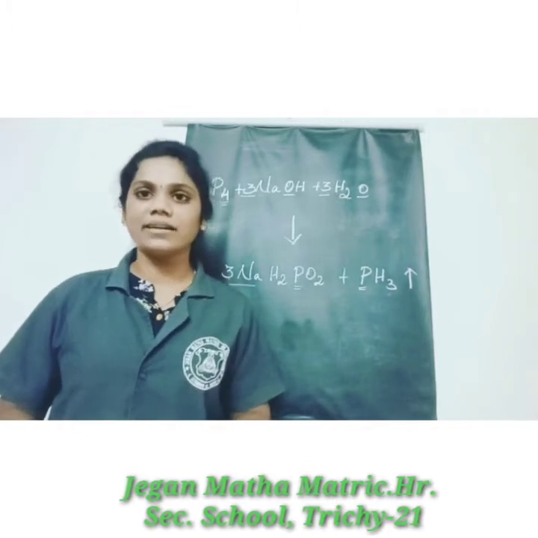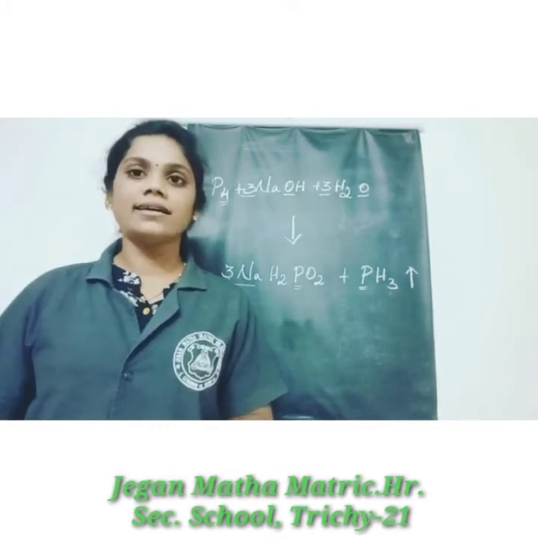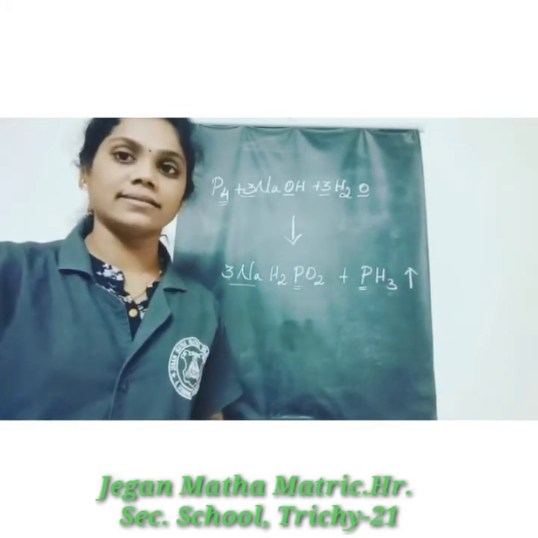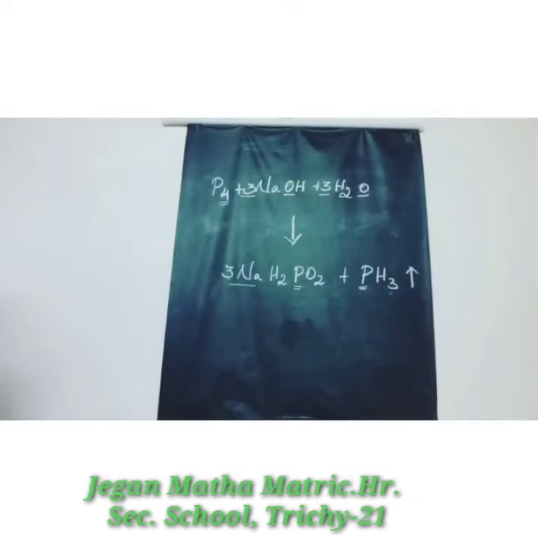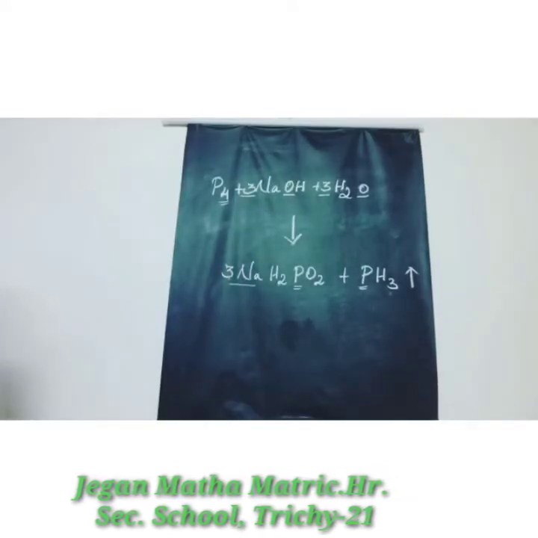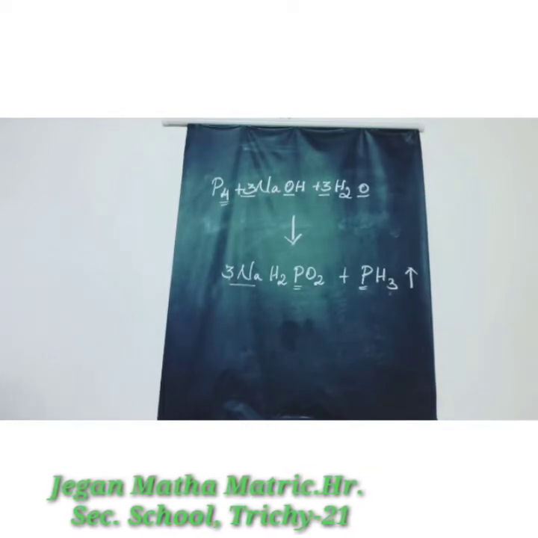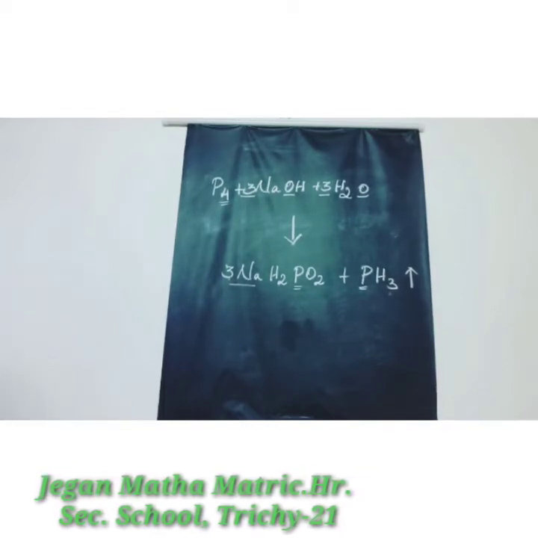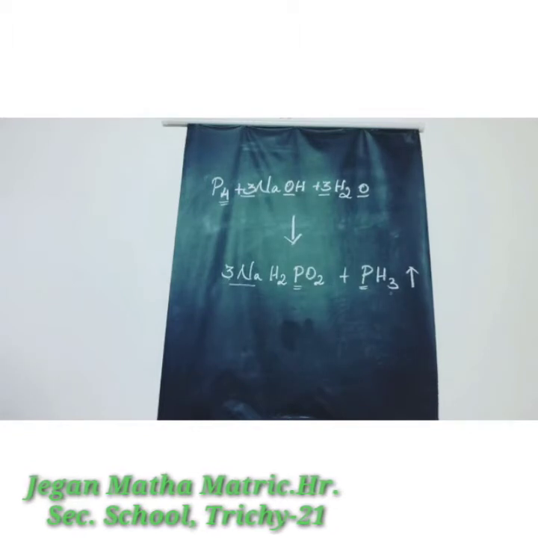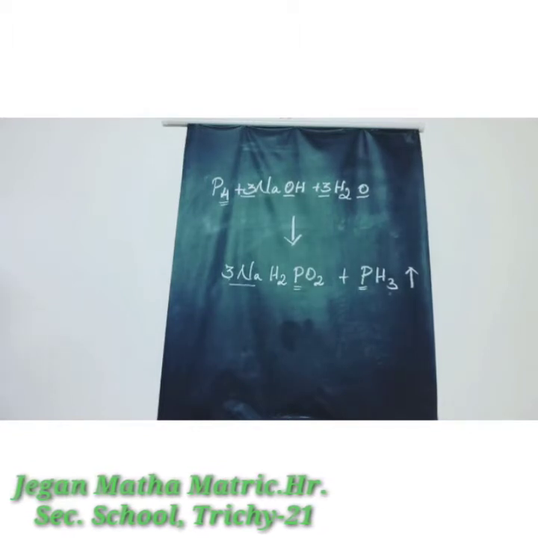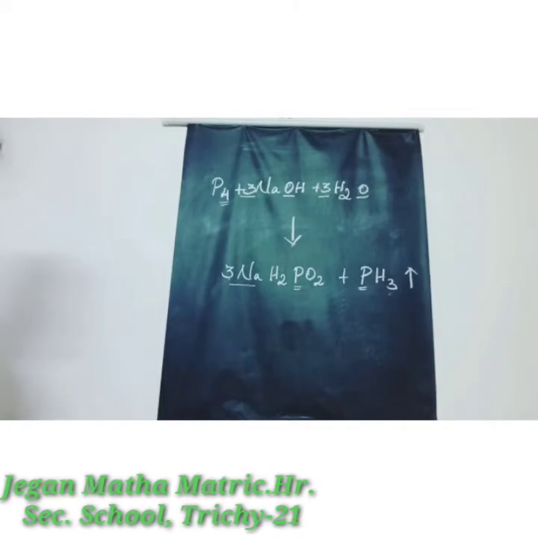Reaction with nitric acid. Let us see reaction with nitric acid. When phosphorus is treated with concentrated nitric acid, it is oxidized to phosphoric acid. This reaction is catalyzed by iodine crystals. Let us see the equation.